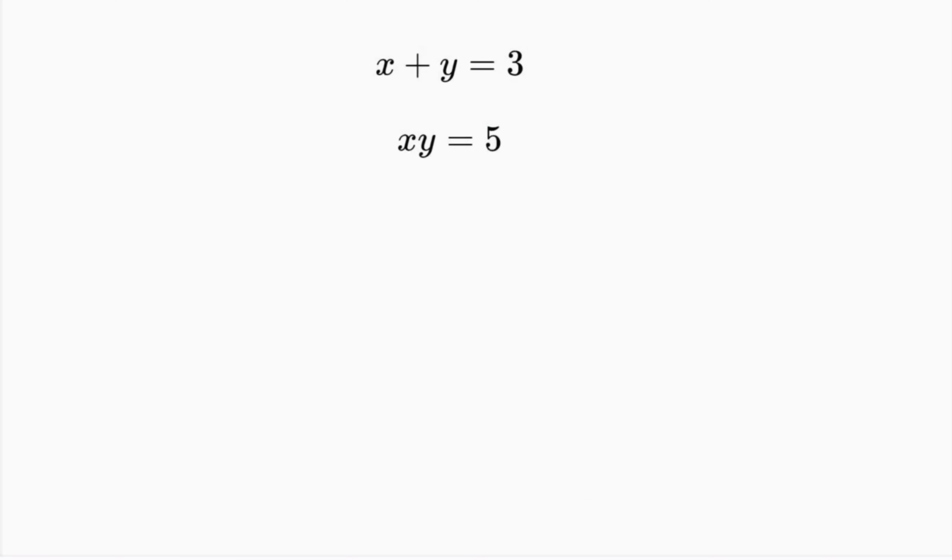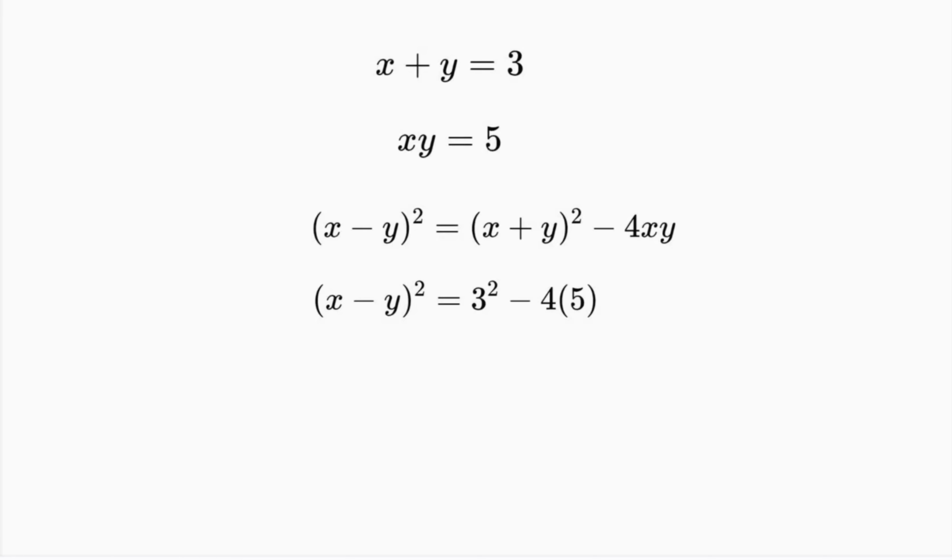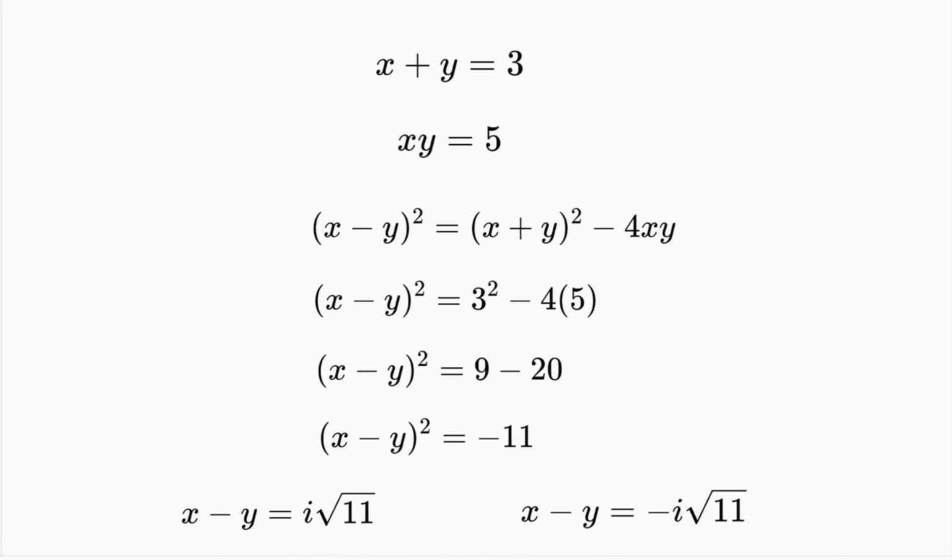If you have x plus y and xy, you can easily calculate x minus y using the formula: x minus y whole square is x plus y whole square minus 4xy. This gives x minus y whole square as 3 square minus 4 into 5. That means 9 minus 20. And finally, x minus y whole square is minus 11. This gives two values for x minus y: iota square root 11 or x minus y as minus iota square root 11.